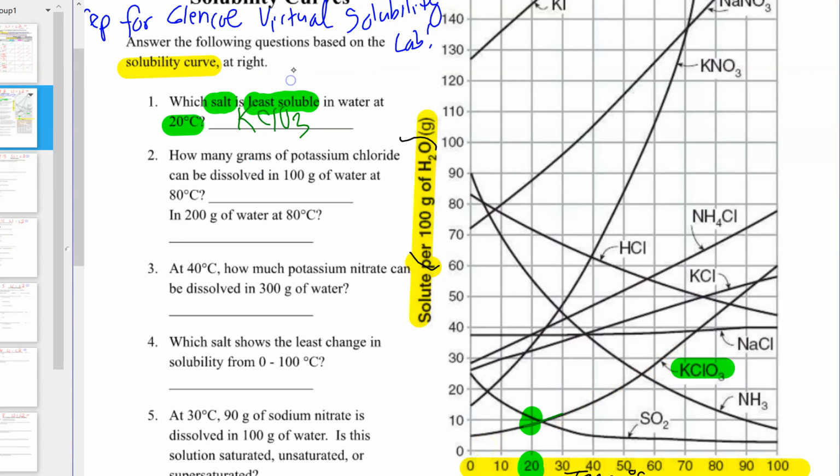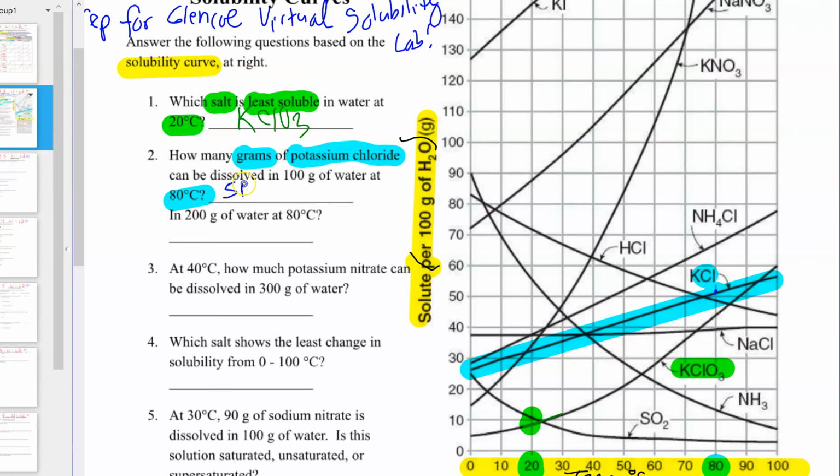Question 2 says, how many grams of potassium chloride? So let's find the potassium chloride line first. That's going to be KCl. So here's my KCl line. I'm looking at this curve. Can be dissolved in 100 grams of water, that's just kind of a distractor. It's telling you, yeah, we standardize that at 80 degrees Celsius. So we've got to find 80, and see where that intersects, right about here. So let's read the intersection here. So at 80, this line is right about here. Okay, so if this is 50 and this is 60, what do you think that is?